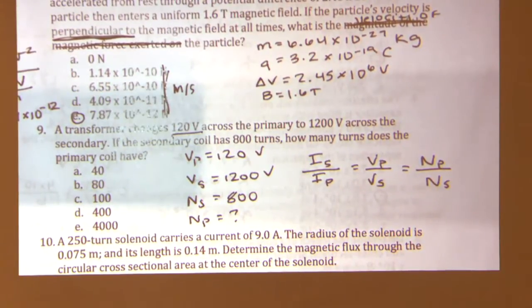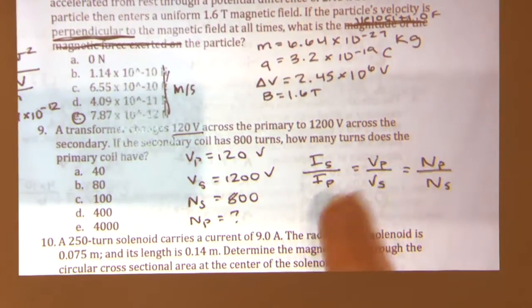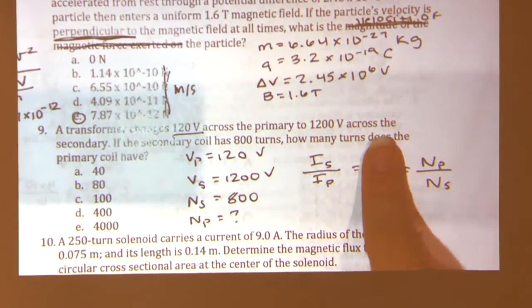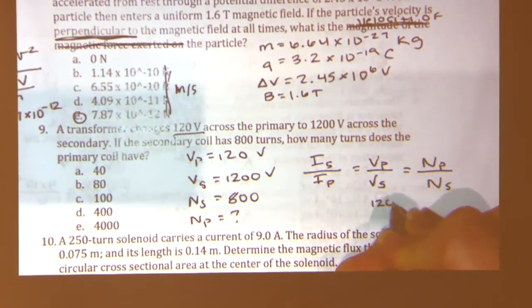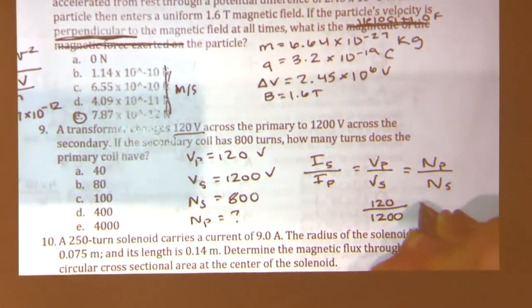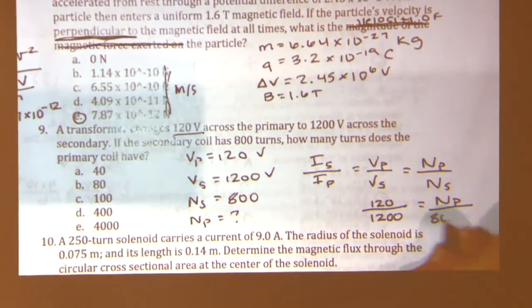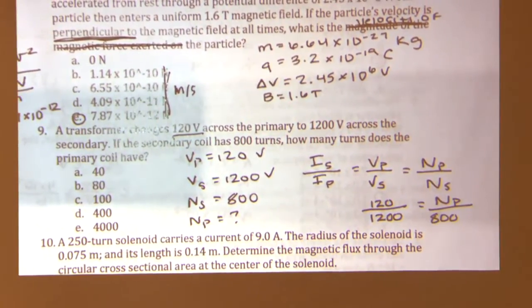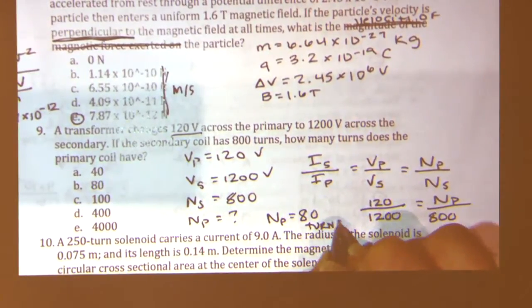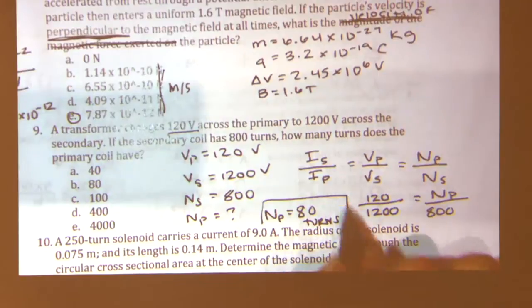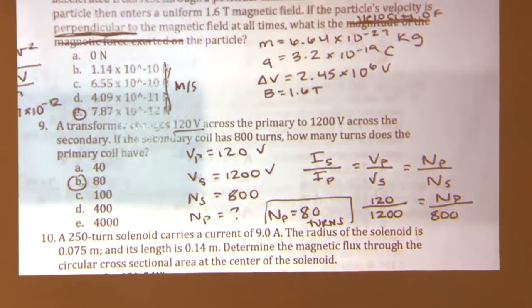So at this point, we can just plug things in. If we didn't have voltage, and instead it gave us the current, then we would just pretend that's not there and set these two equal to each other. But we have voltage and turns, so we will just do 120 over 1200 is equal to, we're looking for NP over NS, which is 800. And I ended up getting 80. So NP would be 80 turns. So that'd be B. Okay.